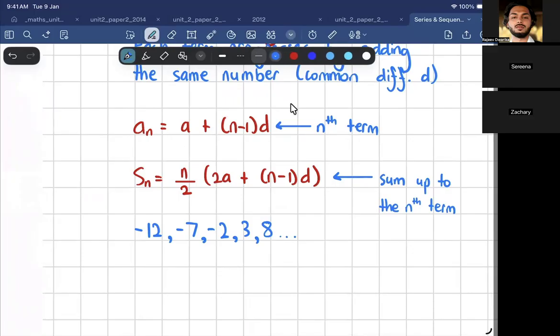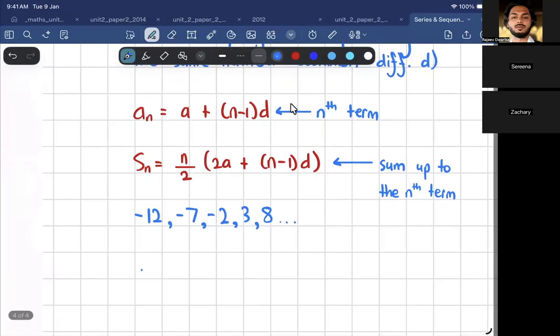A of n? Right. Now the A, I was going to ask you if you know what A is, but I'm not going to ask you. A is just the first term. A is the first term, right? Yes, sir. D is the common difference. That's what D is.